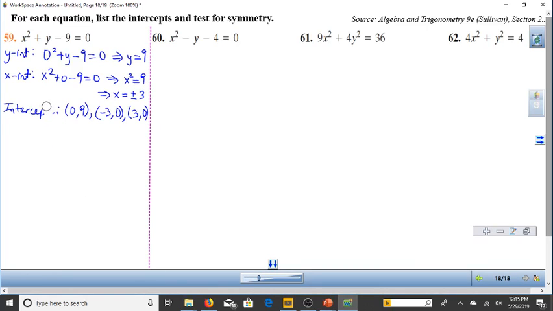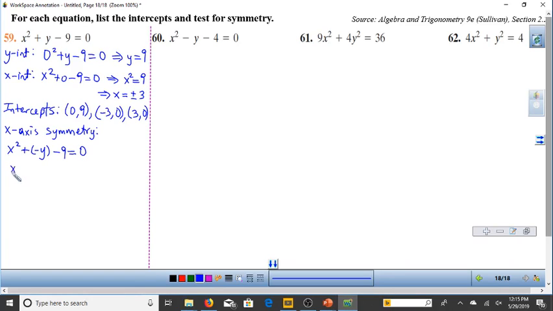Now, let's talk a little bit about the symmetry. Let's see if there's any x-axis symmetry. To find the x-axis symmetry again, we're going to replace our y's with negative y. So I'm going to have a plus negative y here. When I try to simplify this, I realize that it is not the same as the original equation. So this graph does not have x-axis symmetry.